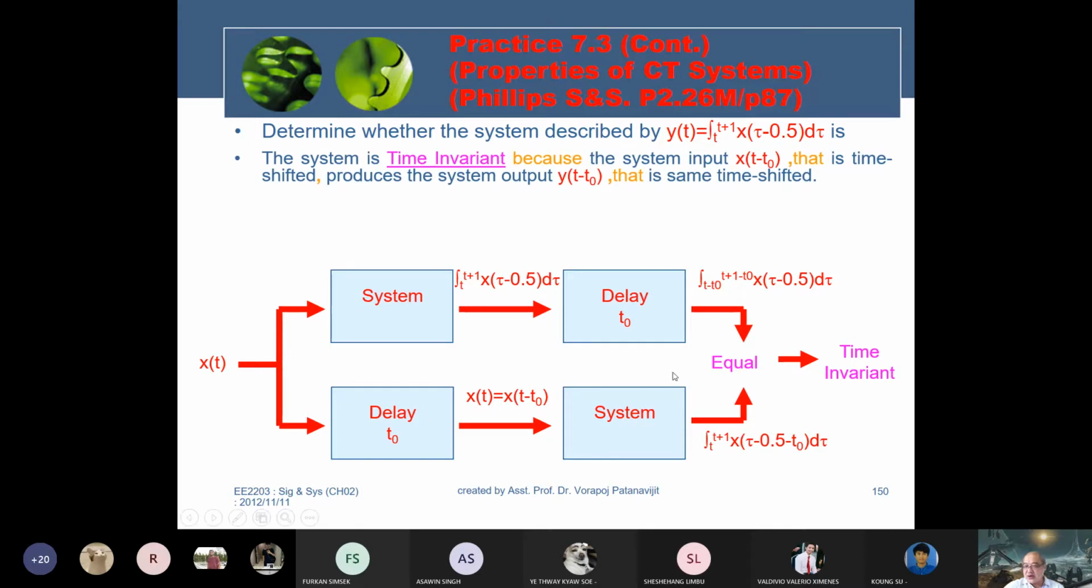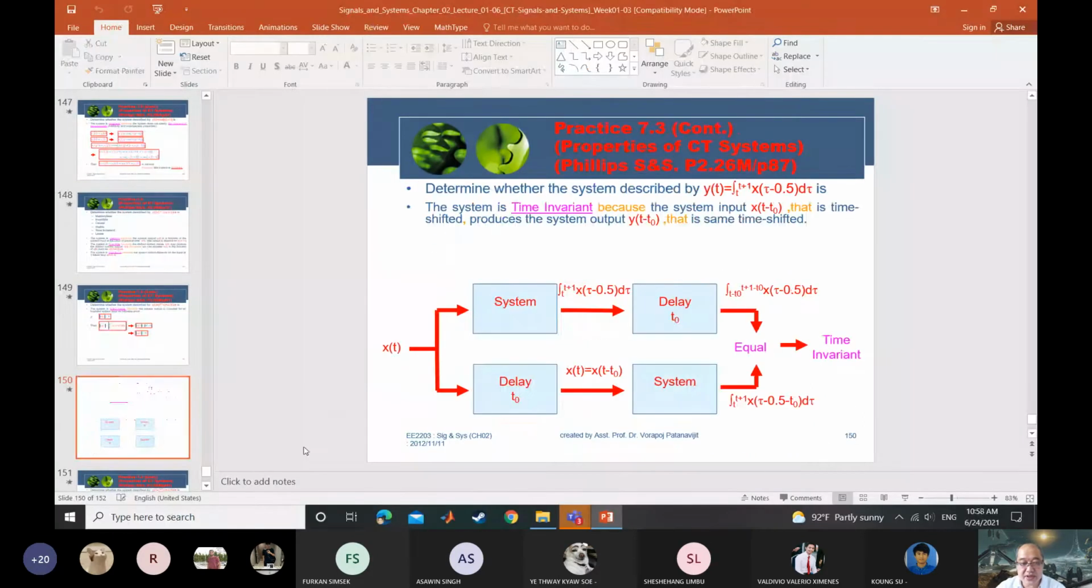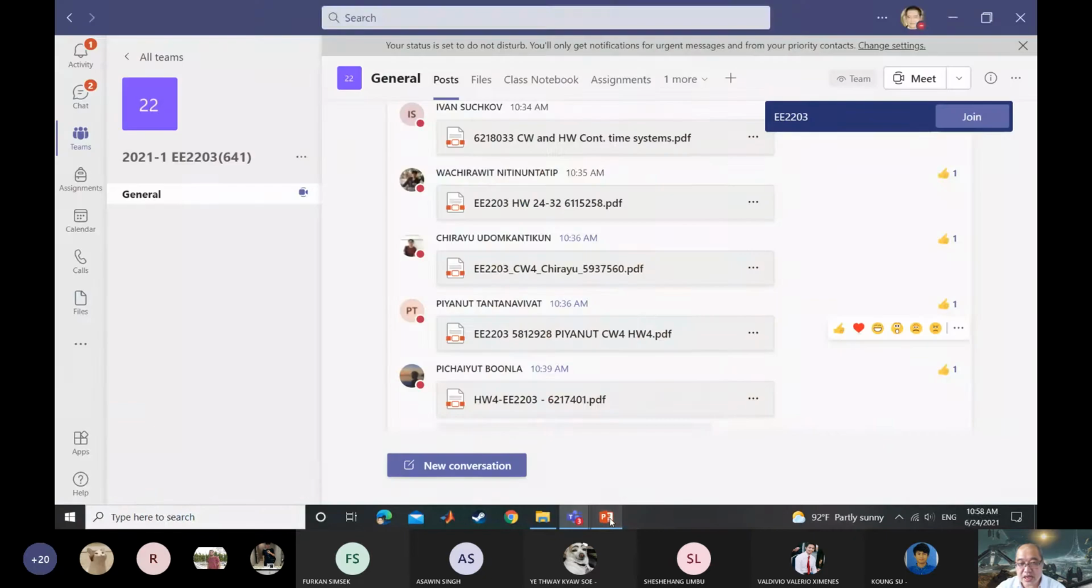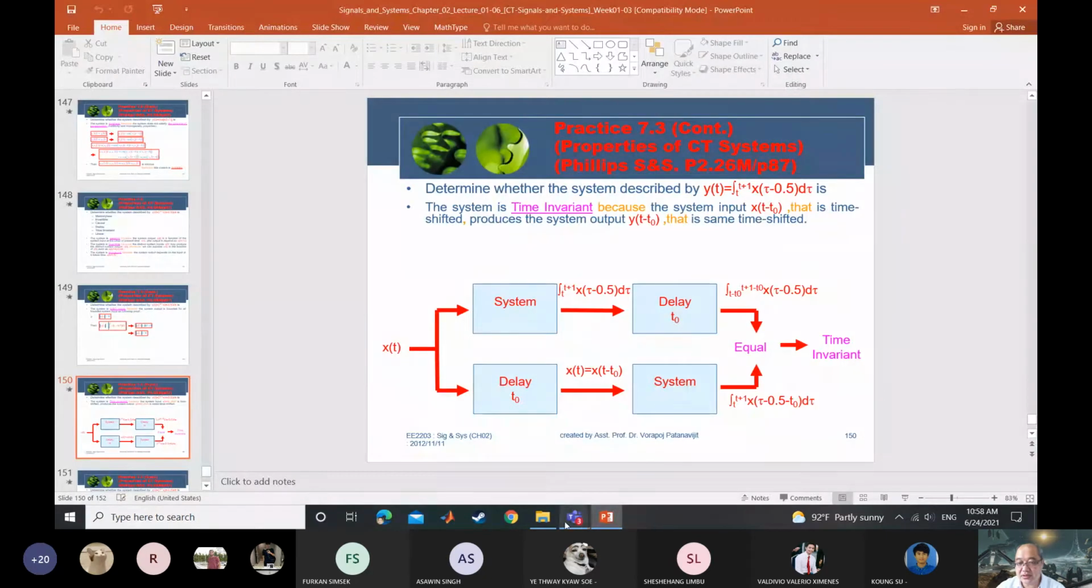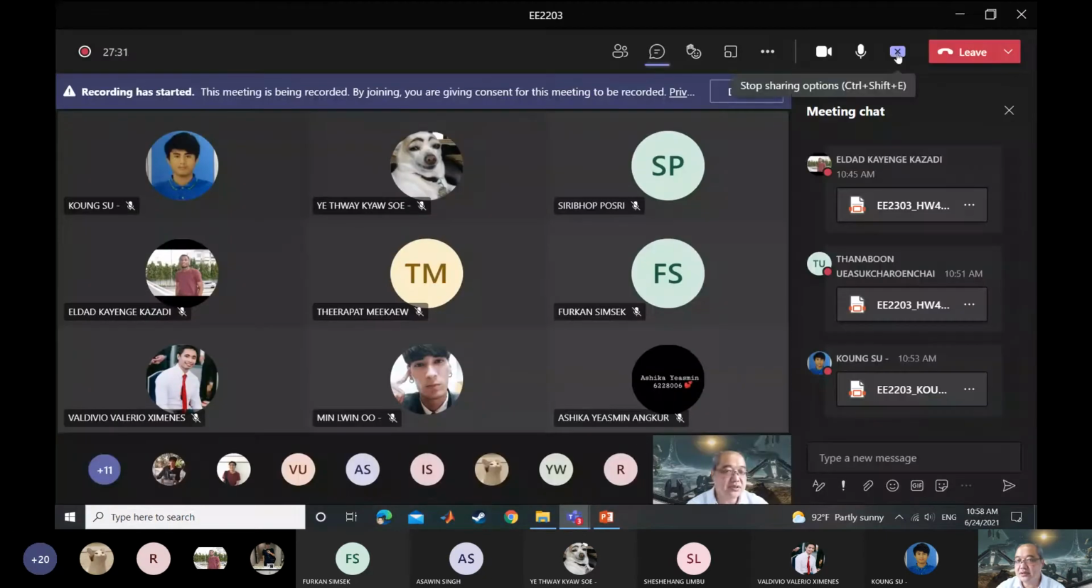You can formulate the equation and substitute, so that every t delayed by t naught is the same. The system is time invariant because the system input x(t minus t naught), that is the time shifted input, produces the system output y(t minus t naught), that is the same time shifting. I think I have provided you a lot of the solution. Now we will go to the next chapter.